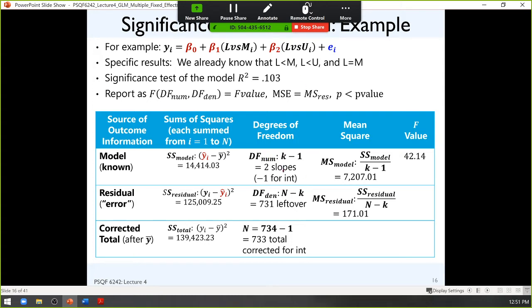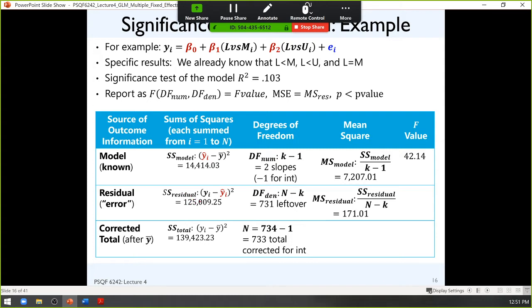That's where degrees of freedom comes in. So we have two slopes in this model. We take sums of squares model, divide it by 2, and then we end up with something called mean square. So that's a more fair assessment of how much information our model has captured per slope that it took to capture it.